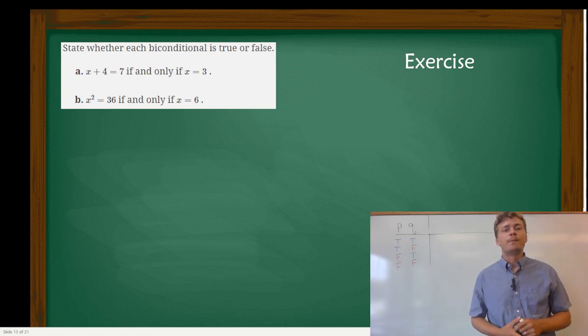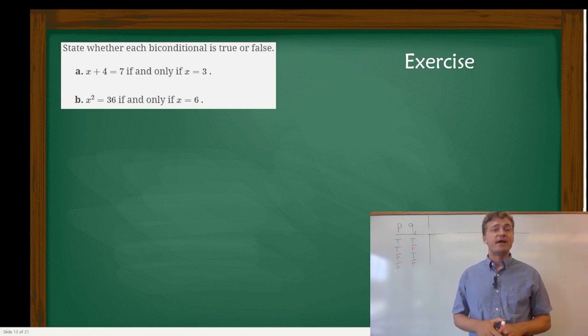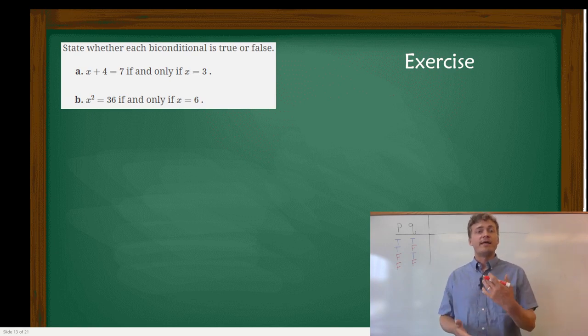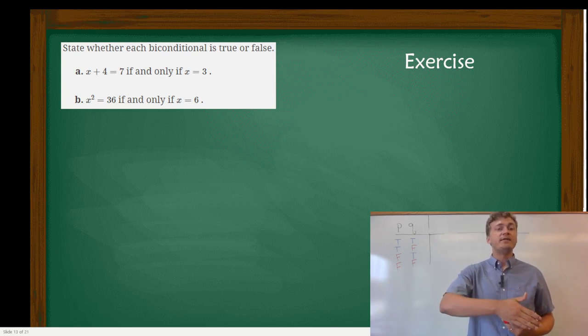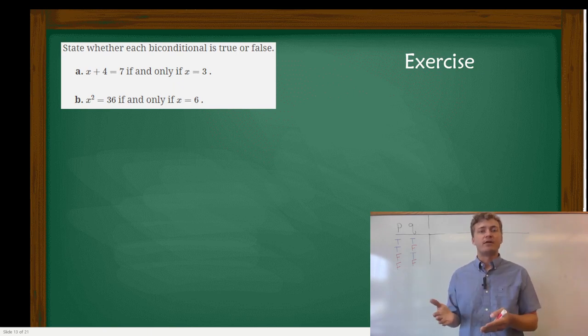Let's look at part B. If x squared equals 36, then x equals 6. Likewise, if x equals 6, then x squared equals 36. Well, that's true, right? If x equals 6, we can plug it in to x squared and get 6 squared, and 6 squared is 36. So reading that right to left is true. But what about left to right?